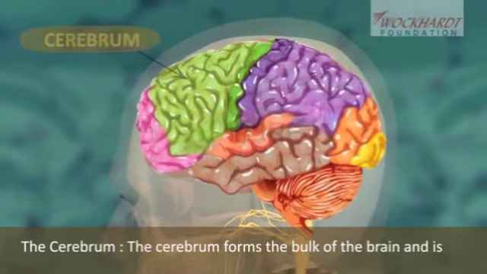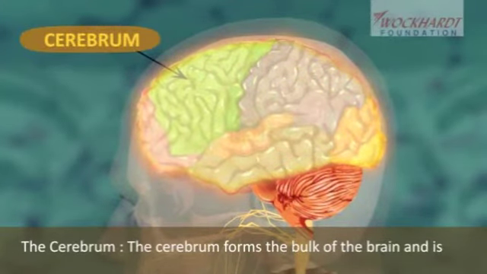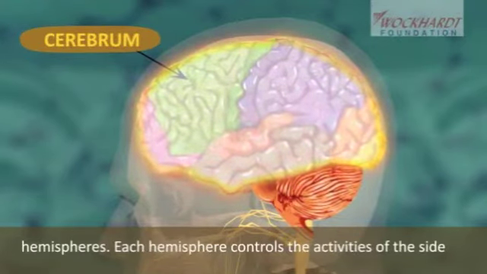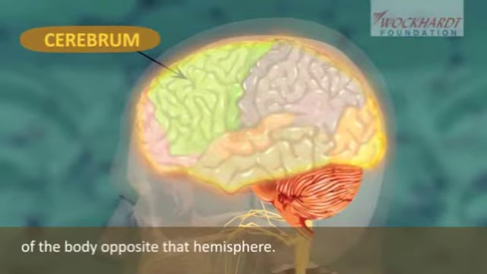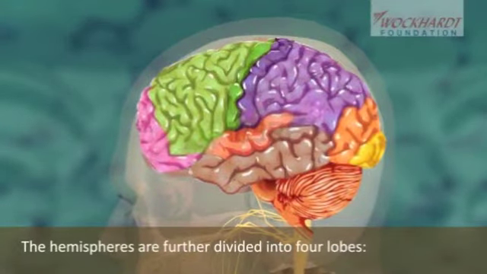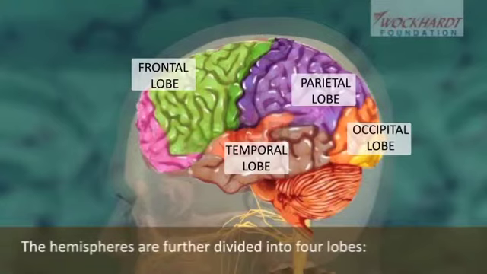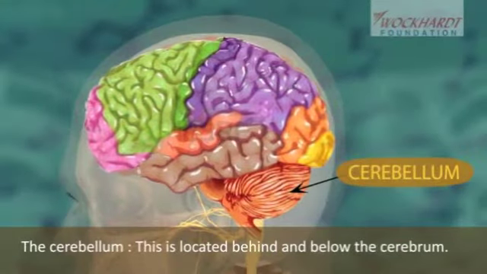The cerebrum. The cerebrum forms the bulk of the brain and is supported on the brain stem. The cerebrum is divided into two hemispheres. Each hemisphere controls the activities of the side of the body opposite that hemisphere. The hemispheres are further divided into four lobes: frontal lobe, temporal lobe, parietal lobe, and occipital lobe. The cerebellum. This is located behind and below the cerebrum.